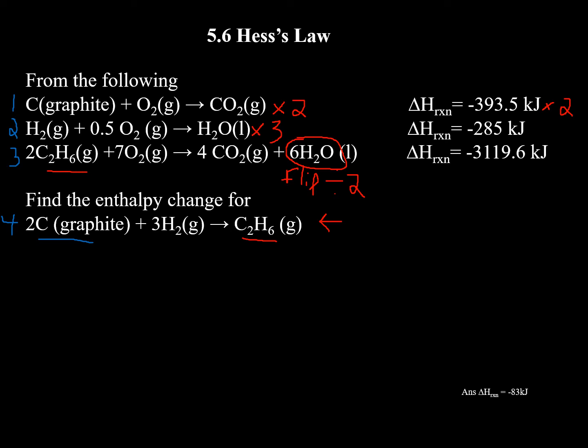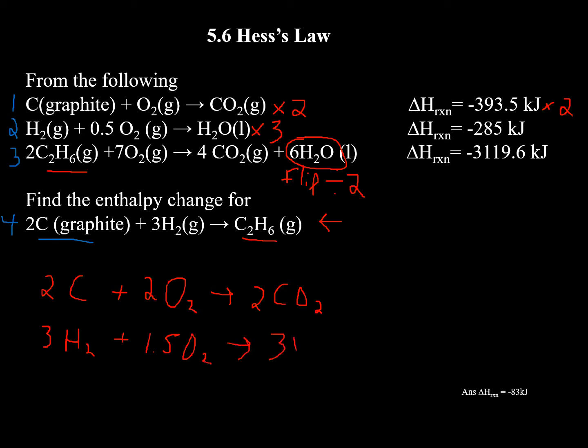So in the first line, what did we do? We just multiplied everything by 2. 2 graphites plus 2 O2s gives us 2 CO2s. If we look at equation 2, what did we do? We multiplied everything by 3. So 3H2 plus 1.5 O2 gives us 3H2O.